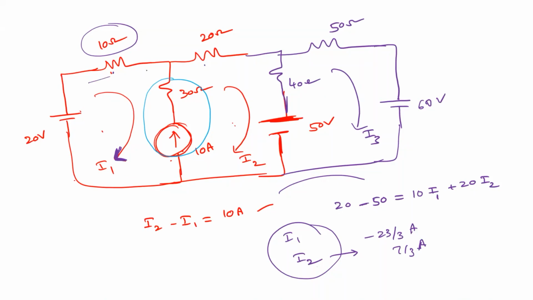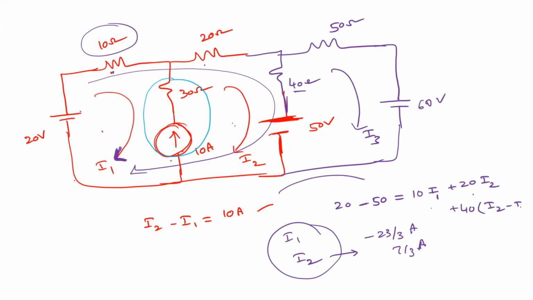Again, this is the super mesh. There is no change here. What is the extra element that is added? 40 into I2 minus I3 we will write. So this is the same: 10 into I1 is the same, 20 into I2 is the same. The extra element is this 40 ohm, through which the current is I2 minus I3.